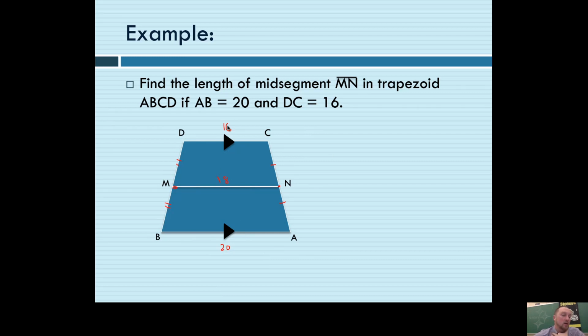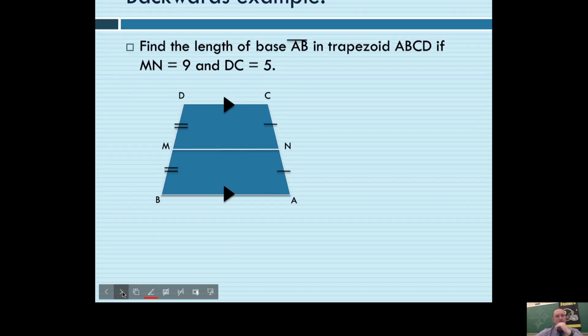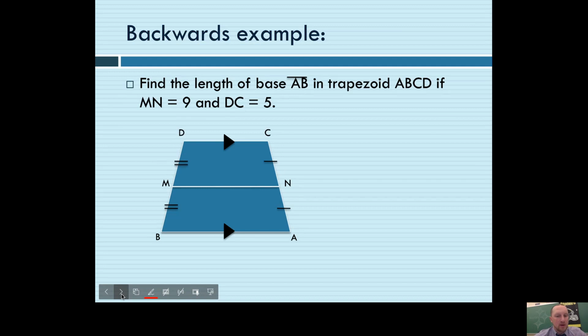If you can't, or if eventually the problem gets too difficult, you take the lengths of those bases and you add them and then divide by 2. Make sure you add first, obviously. 36 divided by 2 is 18. So that's the math that's involved if you're not doing the find the number in the middle thing. So mid-segments are a very simple concept.